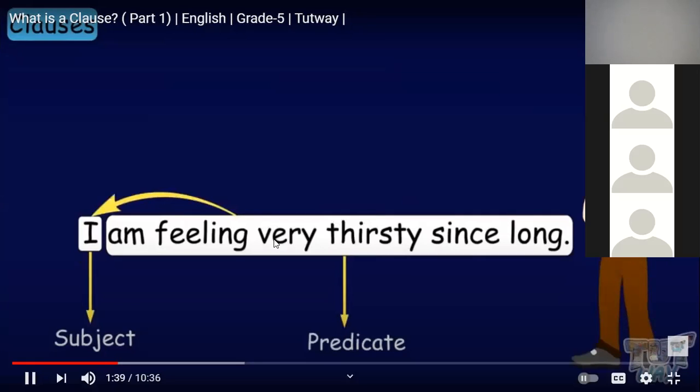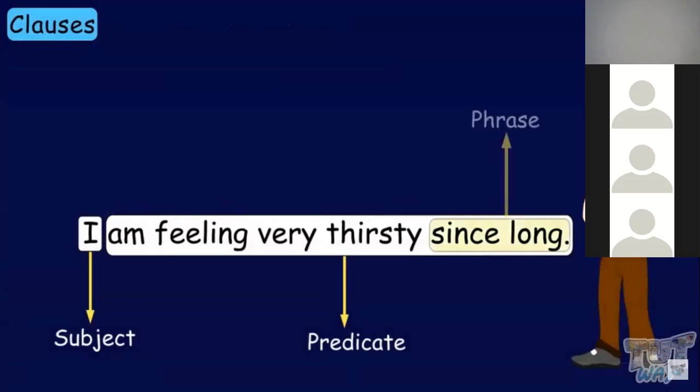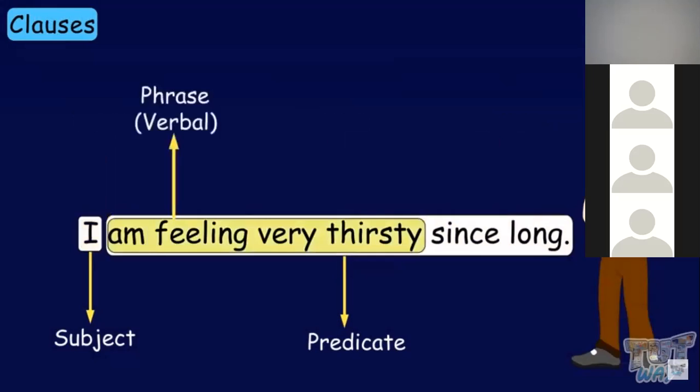Okay. There are many phrases in this sentence. "Since long" is a phrase. "Very thirsty" is a phrase. "Am" is a phrase. "Am feeling very thirsty" is a phrase. All these phrases do not make complete sense, and they do not form the predicate.